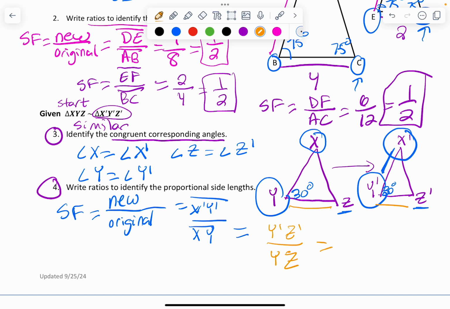Now, what's the last one that I did? I did XY. I did X prime, Y prime. I've got one more side left. Do you guys see it? So that's going to be XZ and X prime, Z prime. So that's going to be... Now, the point of this is not to torture you, but it's to show you how you can pull information from two triangles to very quickly try to find the scale factor. Okay?